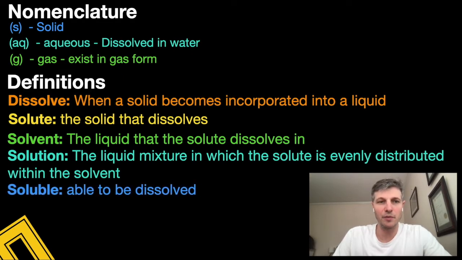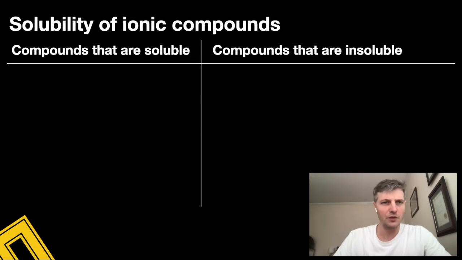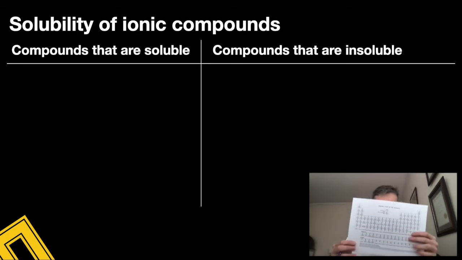Another term we use is soluble. That means it is able to be dissolved. Another term is insoluble, obviously not able to be dissolved. Now, how we determine which compounds are soluble and which are insoluble? Unfortunately there's a bunch of rules that govern this, and fortunately we write these all down in a table. So we've got two columns here, soluble and insoluble. To do this properly, you're going to need a copy of your periodic table.